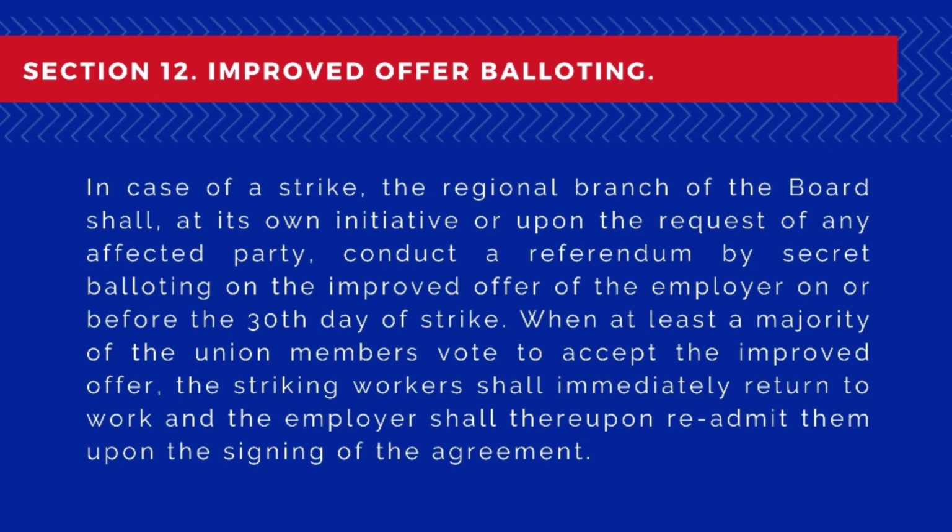Section 12. Improved offer balloting. In case of a strike, the regional branch of the Board shall, at its own initiative or upon the request of any affected party, conduct a referendum, by secret balloting on the improved offer of the employer, on or before the 30th day of strike. When at least a majority of the union members vote to accept the improved offer, the striking workers shall immediately return to work, and the employer shall thereupon readmit them, upon the signing of the agreement.